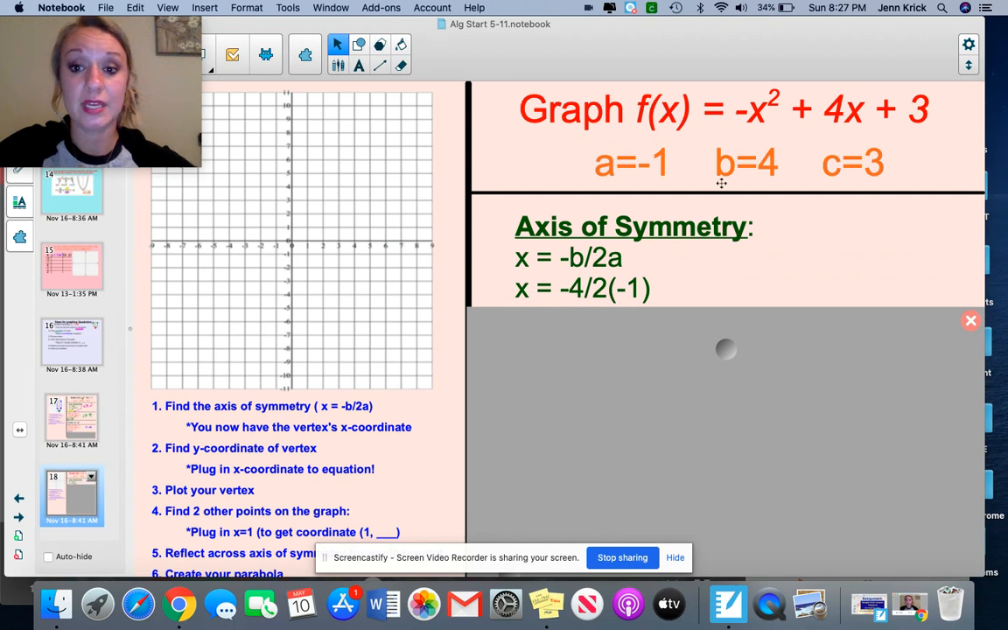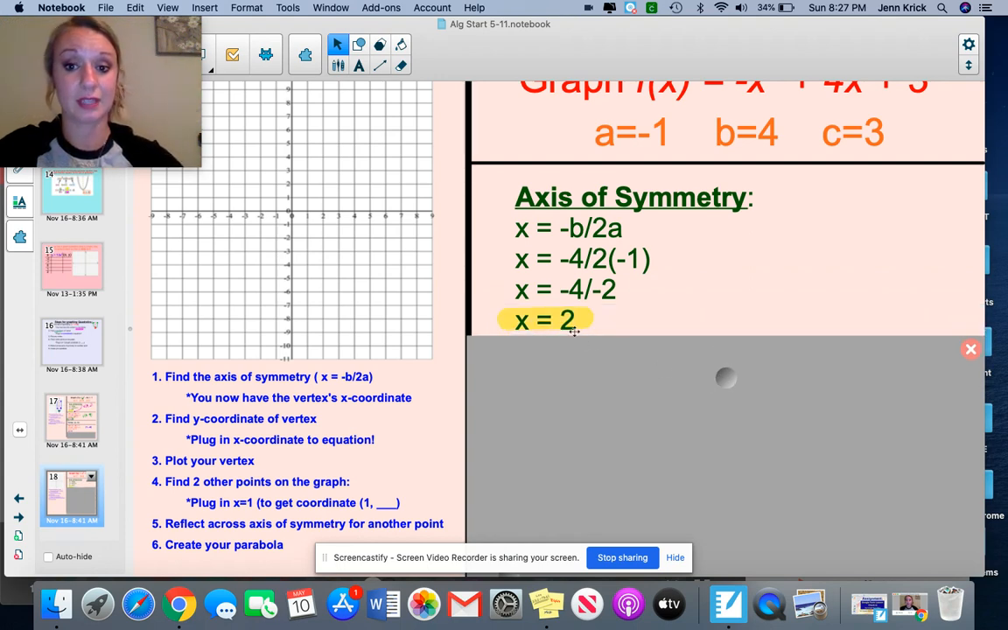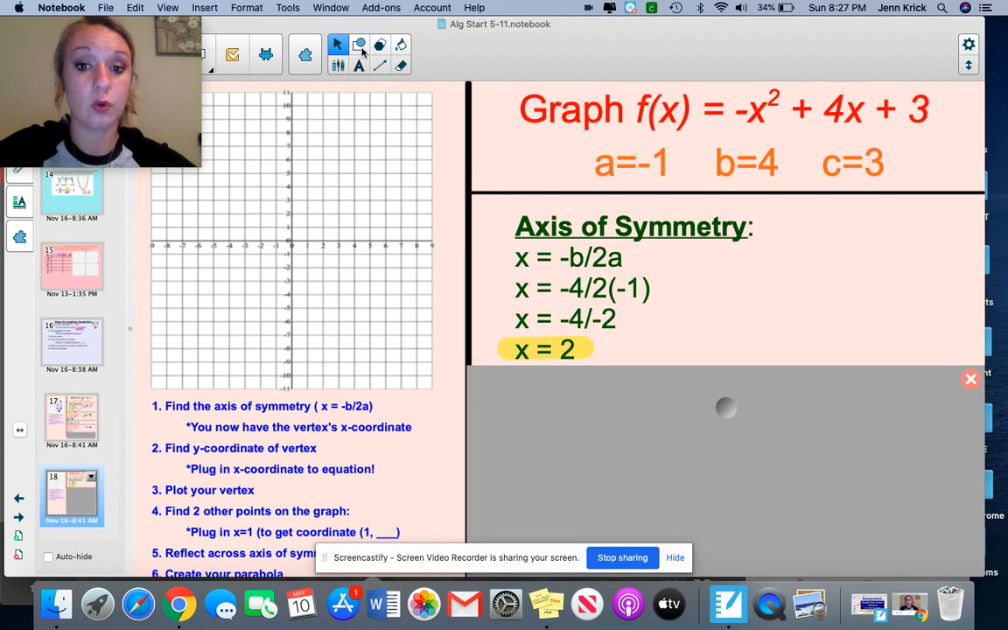So if b is 4, it's a negative b, so we'll make it a negative 4, and then 2 times a. A is negative 1. Okay, so we plug that in here. That gives us -4 over -2, which simplifies to x equals 2, because a negative divided by negative is a positive. Go over to x equals 2, okay, and let's plot our axis of symmetry there. And that's typically always shown with a dotted line.